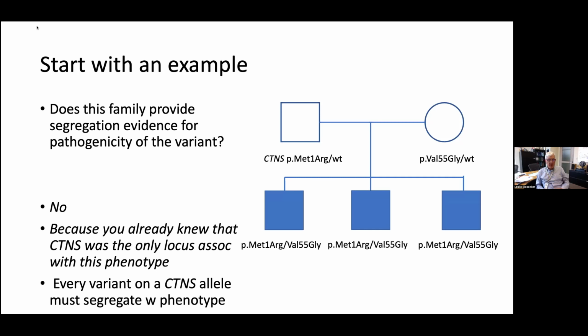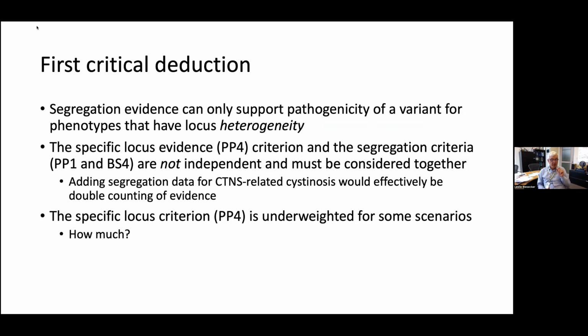Therefore, what that means is that segregation evidence can only support the pathogenicity of a variant for phenotypes if they have the attribute of locus heterogeneity. And the subsidiary deduction is that the specific locus evidence criterion, our old friend PP4, and the segregation criteria, PP1 and BS4, are not independent criteria, and you have to think about them together.